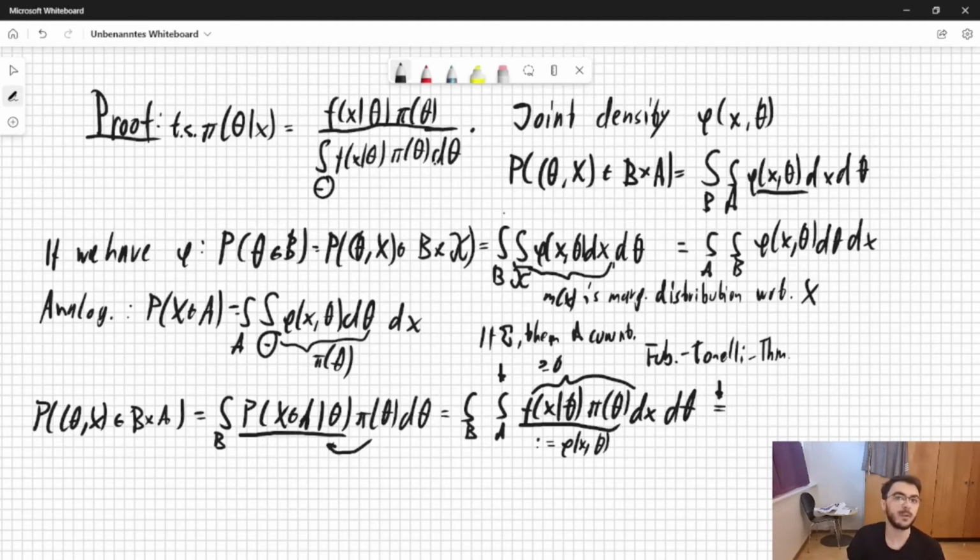For the other integral, it holds automatically because we are given that pi of theta is either discrete or continuous, and if it's discrete, we can just say that this set is countable because we can just take all of the values that it takes. The other values we don't care about anyway.